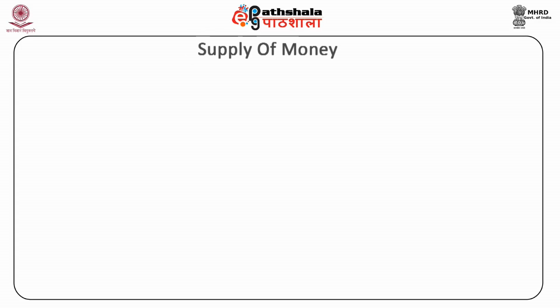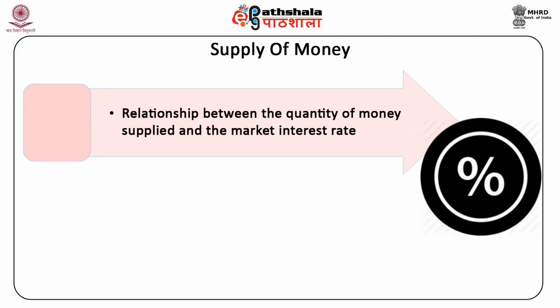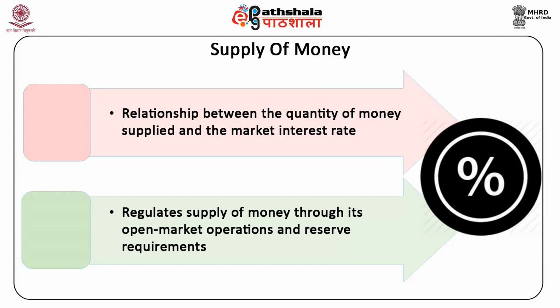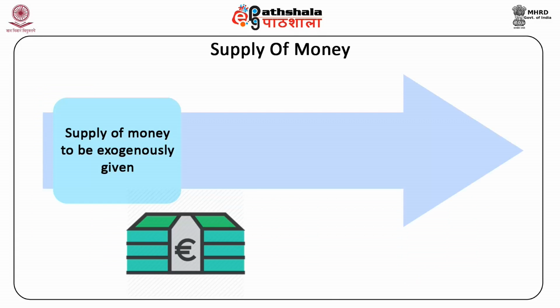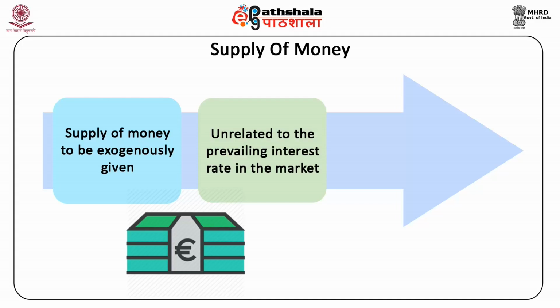Next, we have the supply of money. The supply curve of money shows the relationship between the quantity of money supplied and the market interest rate, all other determinants of supply unchanged. The level of money supply is determined by the monetary authority. It regulates the supply of money through its open market operations and reserve requirements. So we assume the supply of money to be exogenously given by the monetary authority, and it is unrelated to the prevailing interest rate in the market.